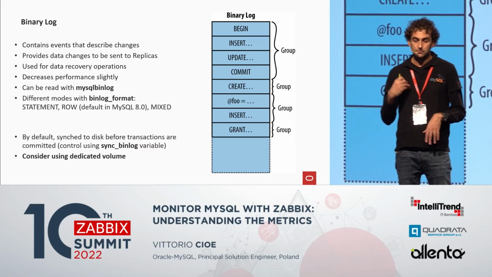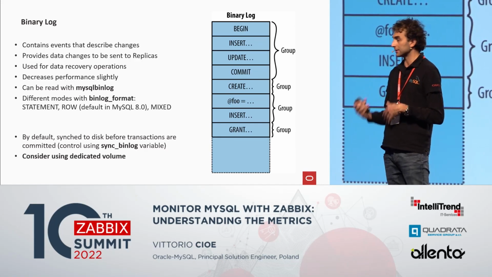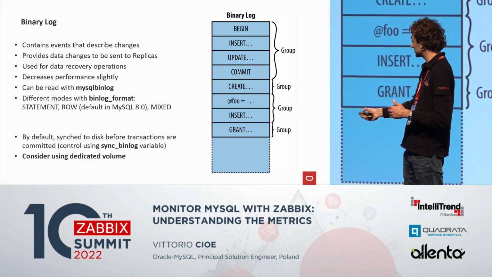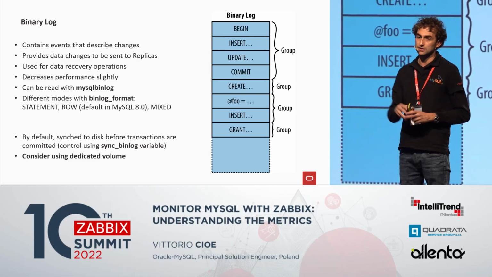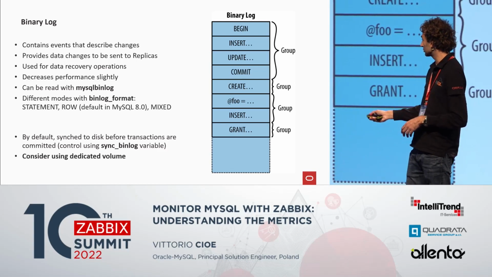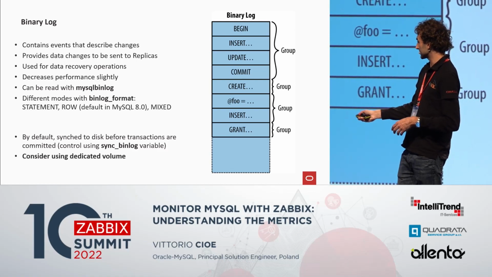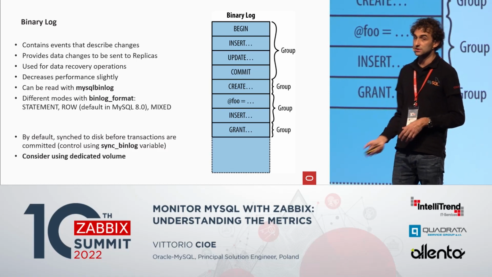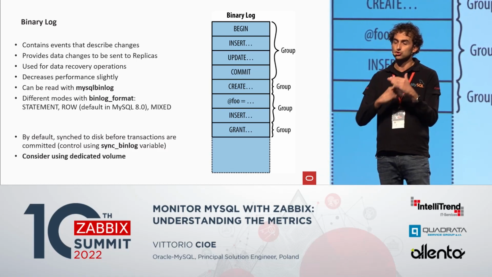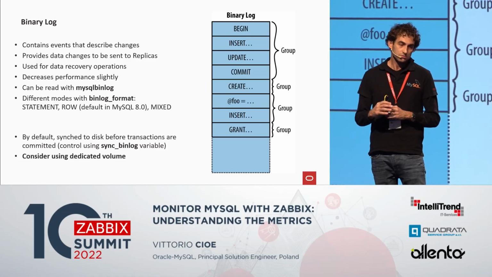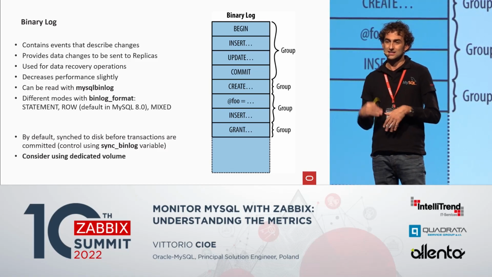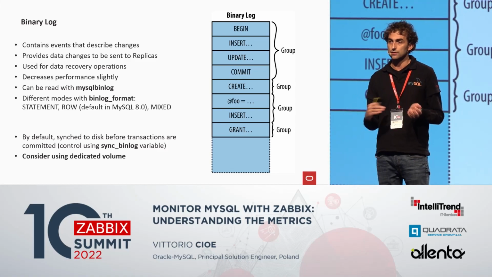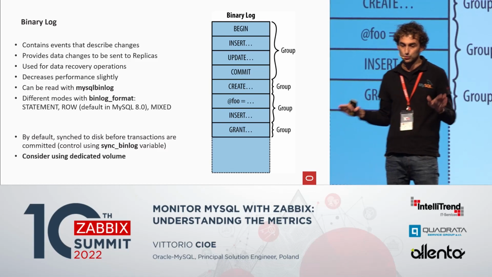So, the binary log format is regulated by the variable binlog_format, which can be statement, so I get the SQL statements in the binary log, row, which is the default from MySQL 8, and mixed. So row describes the changes, the rows which are physically changed. And this is safer than statement because sometimes different executions on different servers could end up in a different way.